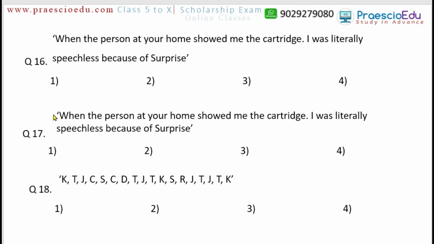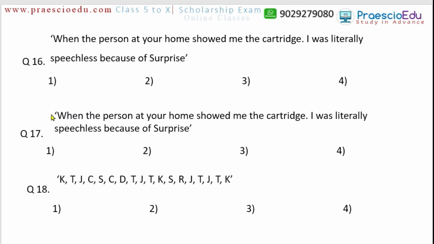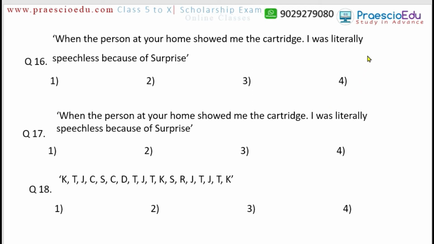So question 16 is: when the person at your home showed me the cartridge, I was literally speechless because of surprise. In the sentence given above, how many times is a consonant immediately followed as well as preceded by a consonant? Means we have to find such a consonant which is followed by a consonant and immediately preceded by a consonant. Means these three should all be in a group of consonants, continuously three consonants as one group. We have to count how many times such groups come.